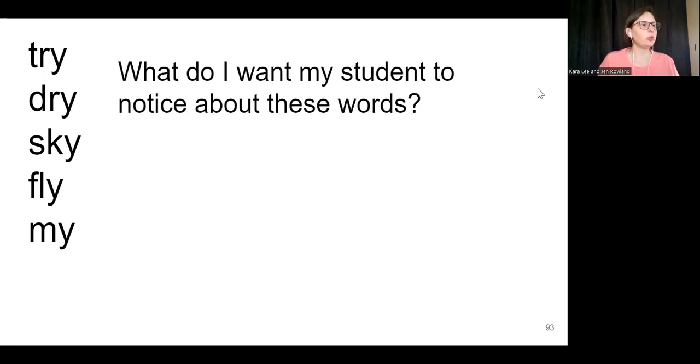All right, now I want you to take a look at these words. And I want you to ask yourself, what do I want my students to notice about these words? What do you think that we're wanting our students to notice about these words? Type it in the chat. Anything that you think that we might want our students to notice. A lot of times they end up noticing something that we don't really intend for them to notice, but they're not wrong. So that does happen sometimes, but that's okay. We acknowledge it and we point them in the direction we want them to go.